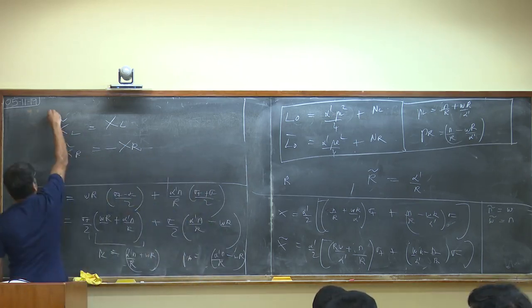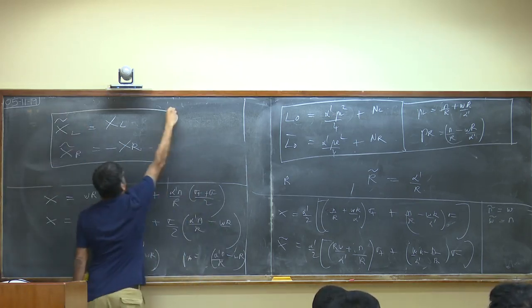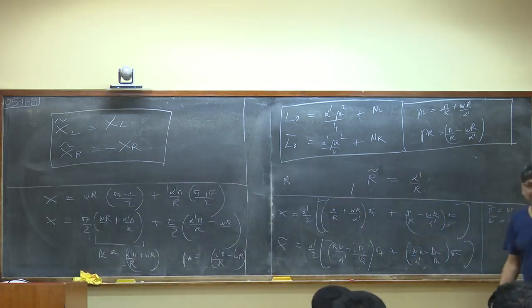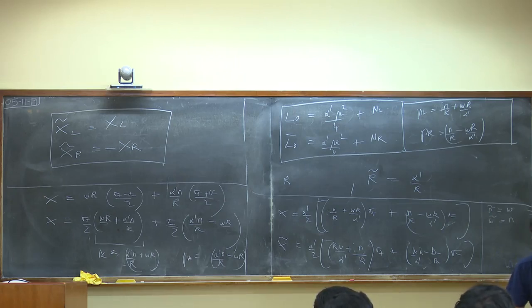Okay? Now, W and R, W and N are just quantum numbers that run over all possible values. So what we are saying is this: the theory with radius R has the same x left as the theory with radius 1 by R, but has minus the x right as the theory with 1 by R.